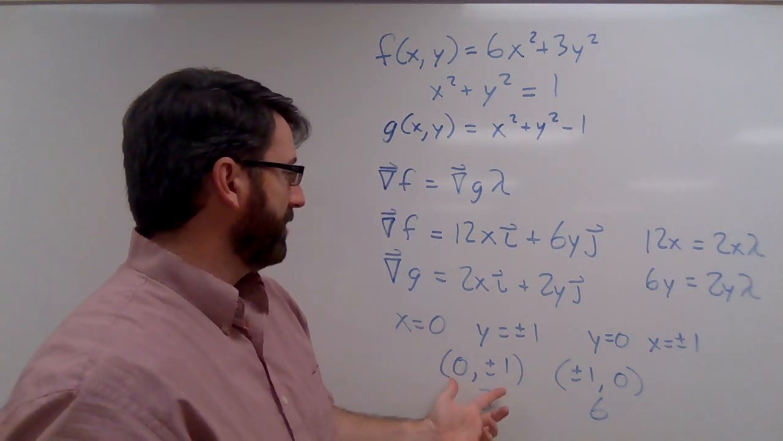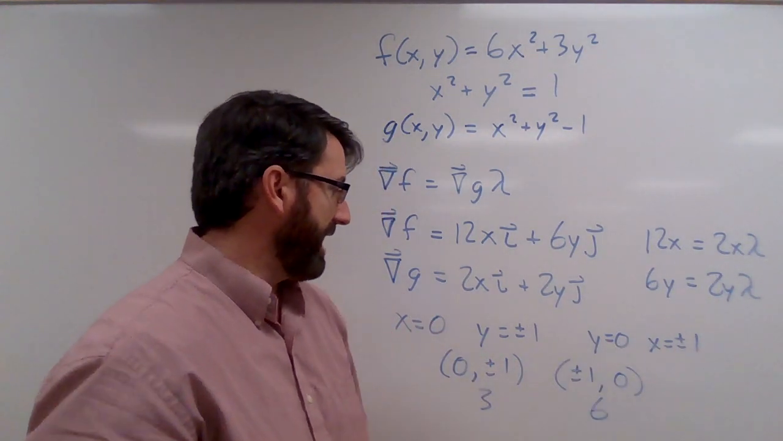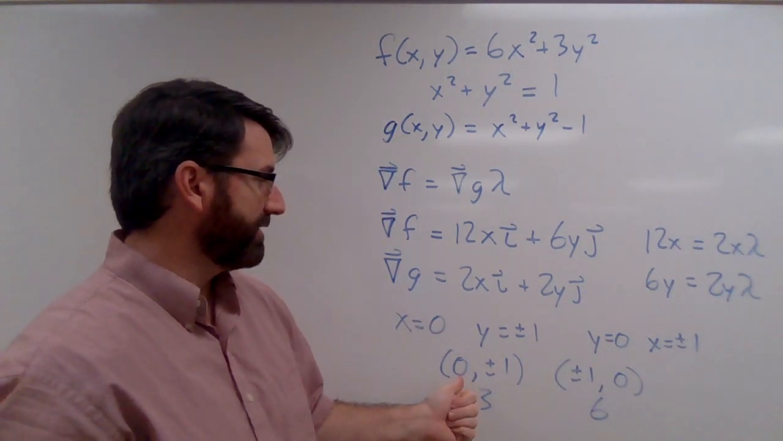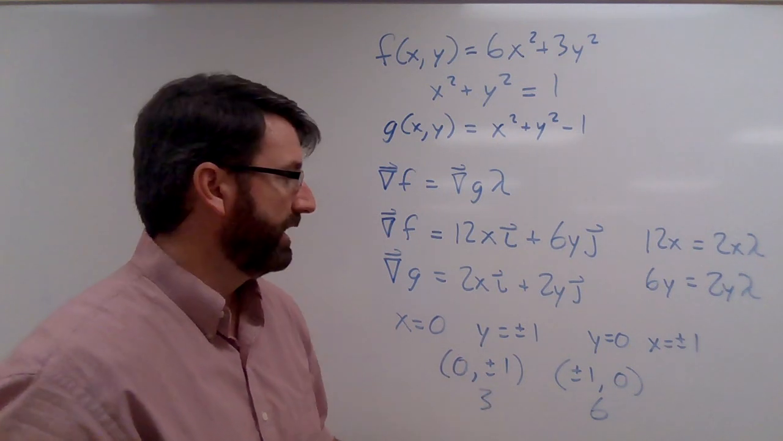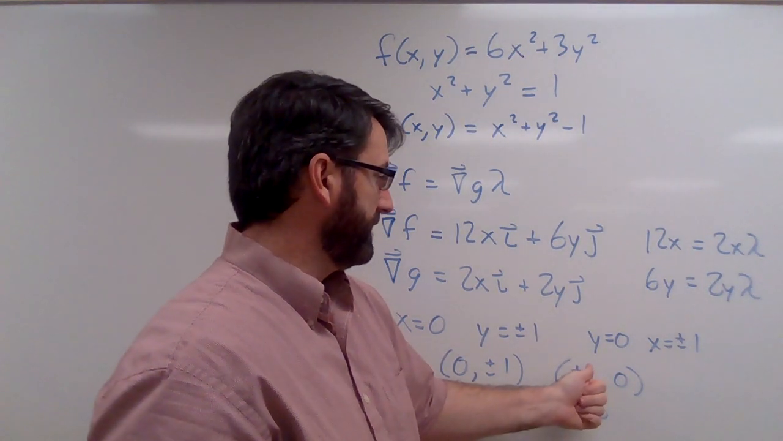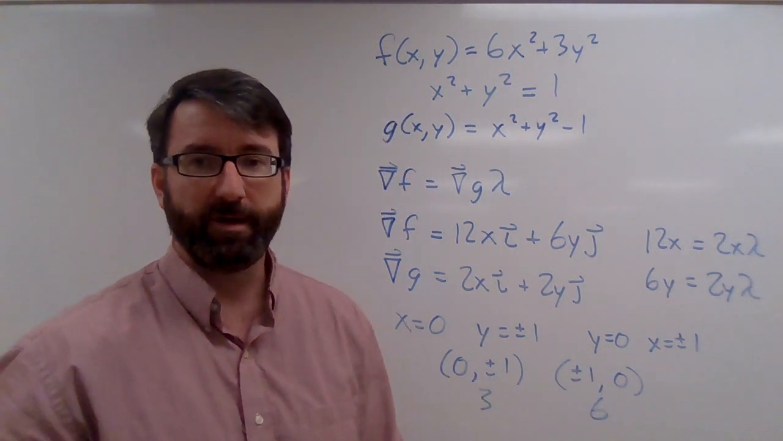And so we know that this is going to be our minimum, this is going to be our maximum. At either the point 0, 1 or 0, negative 1, we're going to have a minimum of 3. And at the point 1, 0 or negative 1, 0, we're going to have a maximum of 6.